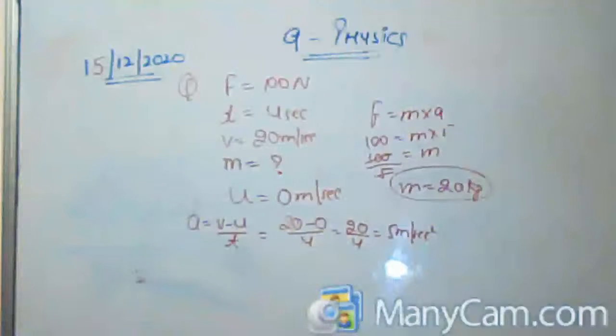I'm repeating the question again. A body of mass 2 kg is kept at rest. A constant force of 6 newtons starts acting on it. Find the time taken by the body to move through a distance of 54 meter. Go ahead.